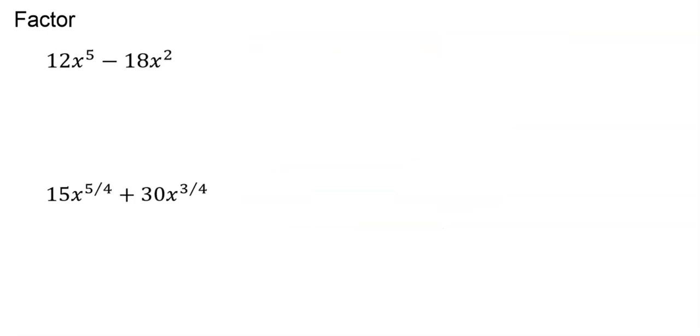We'll be factoring out a greatest common factor, which means we're looking for an expression that is the largest expression that will divide into all of the terms that we have. So when we look at the two terms, 12x to the fifth minus 18x squared, and we look at the number parts of those terms, we see a 12 and an 18, and the largest number that divides into both 12 and 18 is 6.